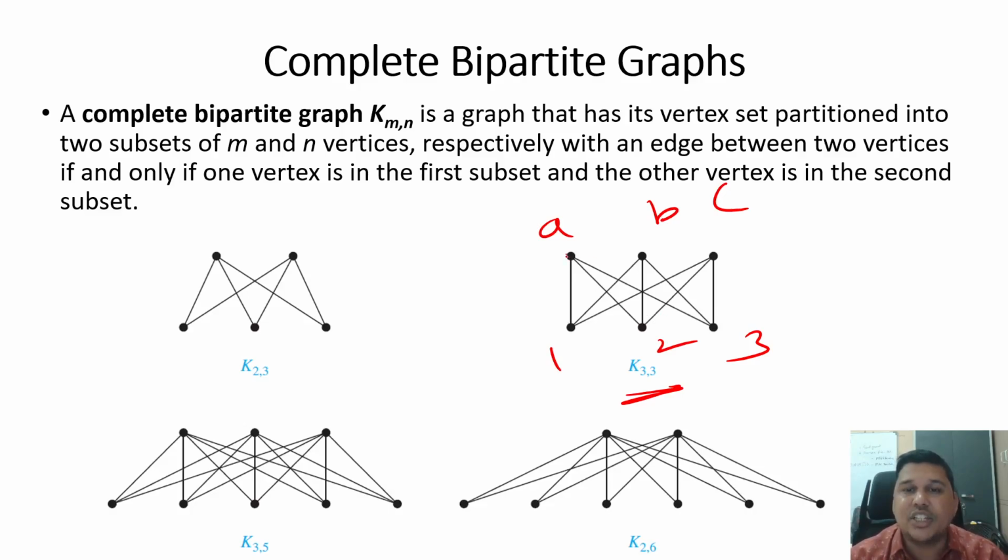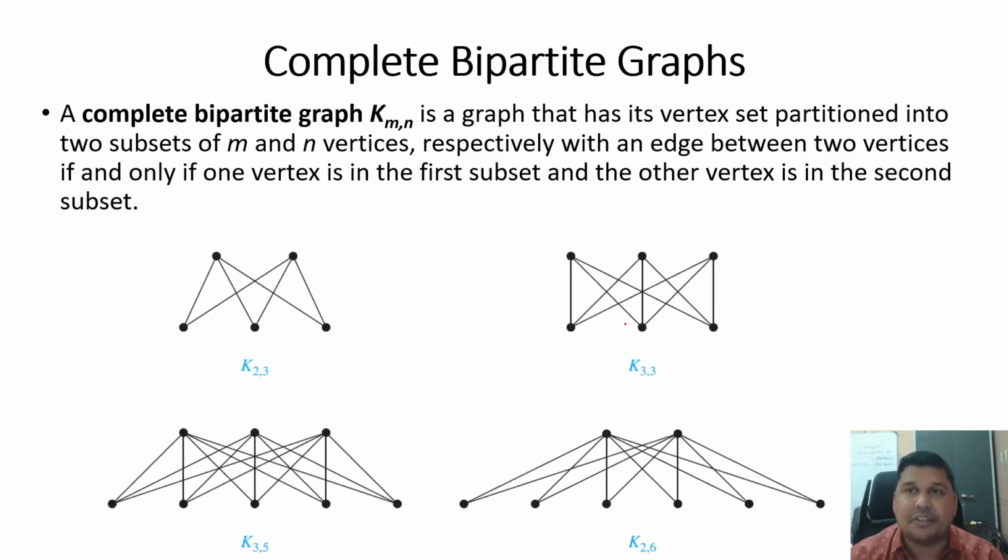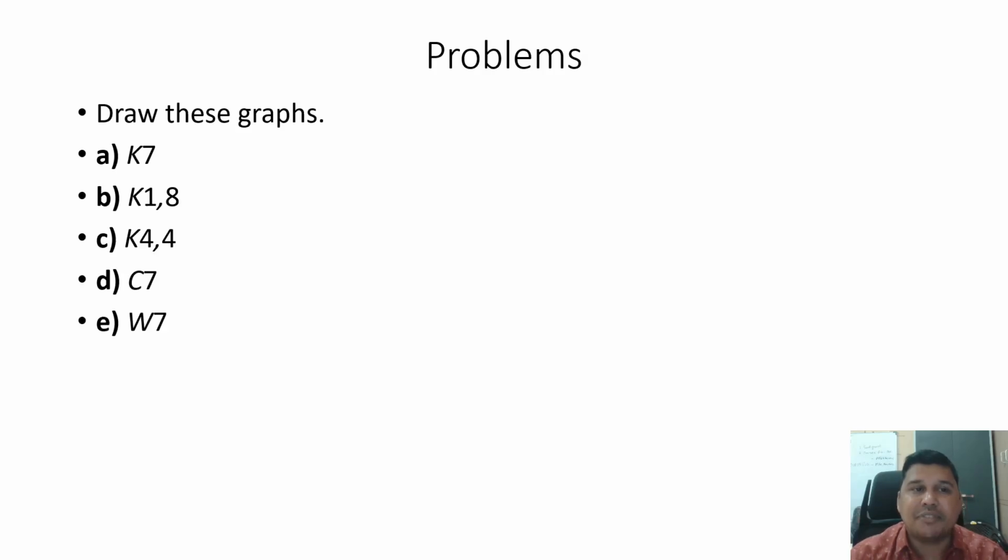From A there is an edge to 1, 2, 3. From B there is an edge to 1, 2, 3. From C there is an edge to 1, 2, 3. That way you should have edges, and this kind of graph is called a complete bipartite graph. So these are different types of graphs we have in graph theory. Let's see some simple problems on this concept.